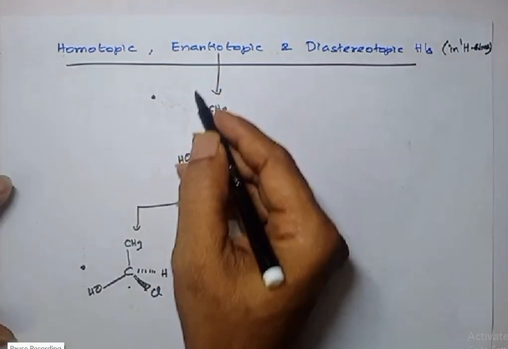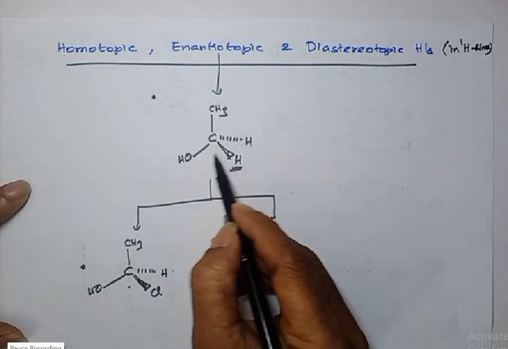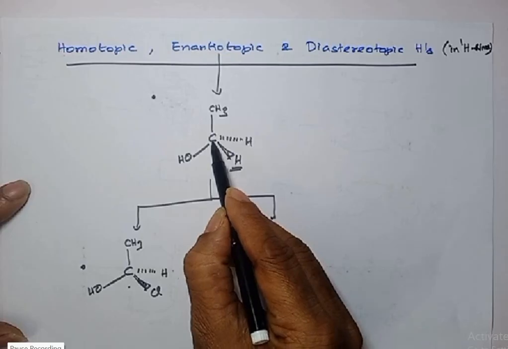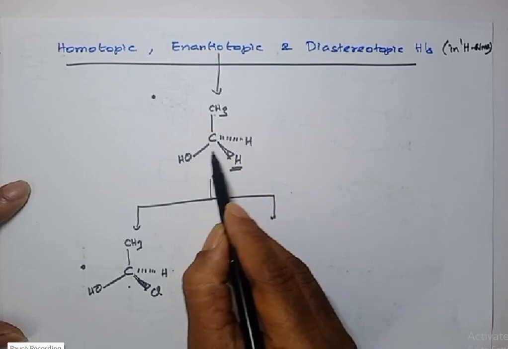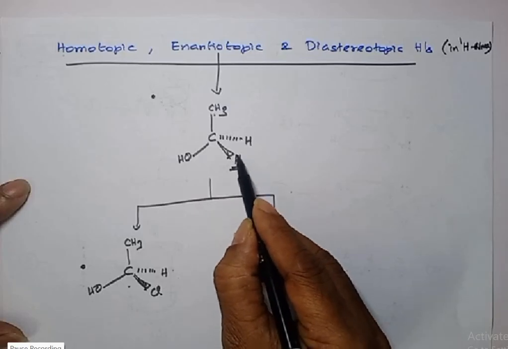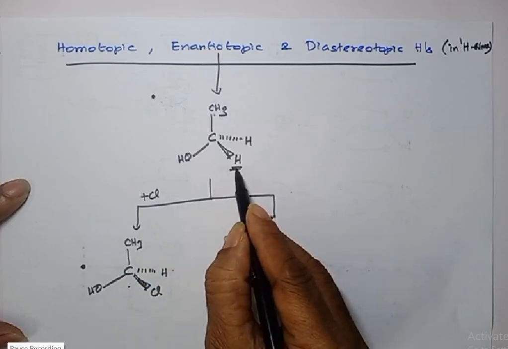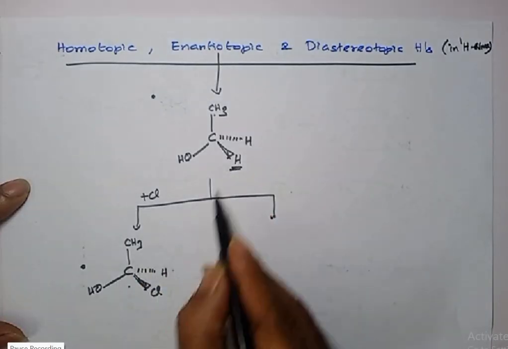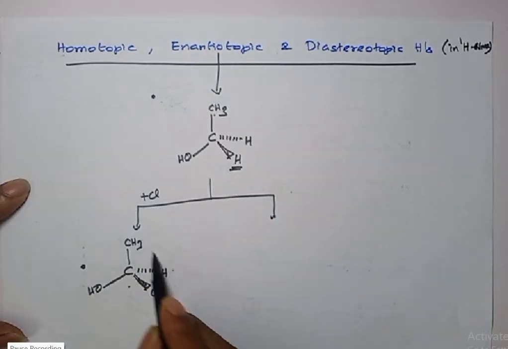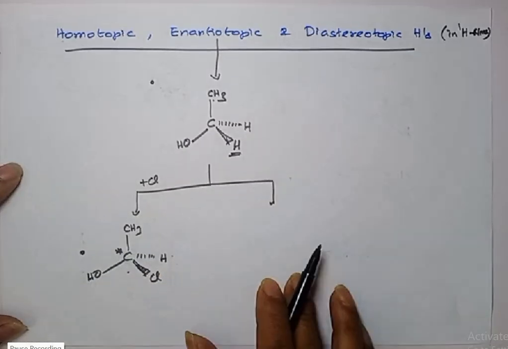First we will discuss enantiotopic hydrogens. What are enantiotopic hydrogens? Suppose you see this compound. In this compound, this carbon is attached to the methyl group, OH group and 2 hydrogens. Suppose I replace this hydrogen by some group, for example chlorine. Then I will get a chiral molecule. This carbon is attached to 4 different groups, so it is a chiral carbon and the molecule is a chiral molecule.